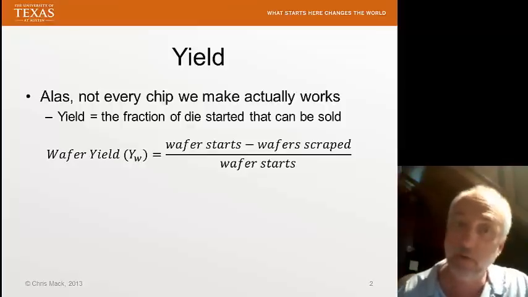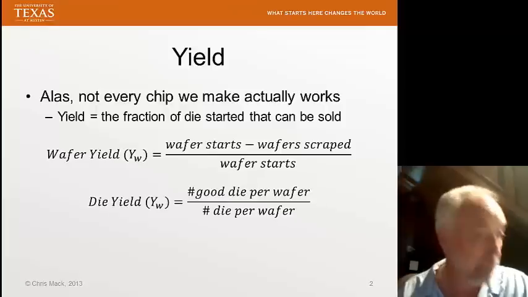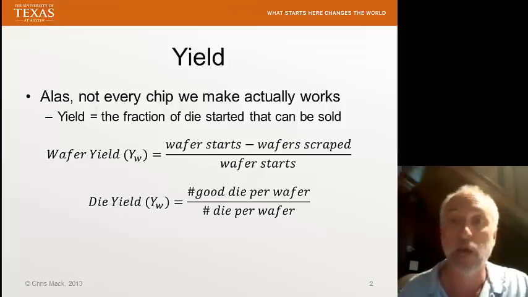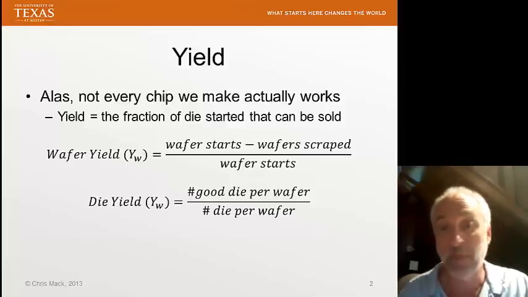Now, of the wafers at the end, we talk about the die yield. So we test the die and we ask how many good die are there per wafer. Of course, we only test the wafers that aren't scrapped, so die yield is in addition to wafer yield. Die yield is one of the more important metrics that we think about in the fab, but we don't make die, we make finished packaged chips.